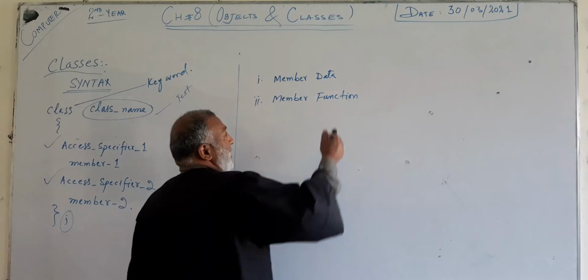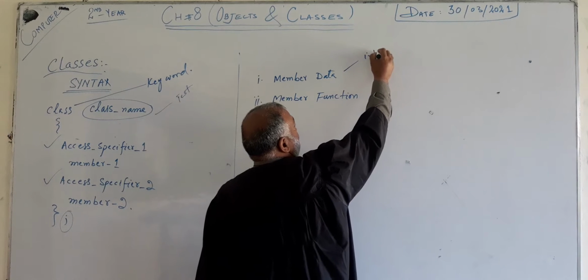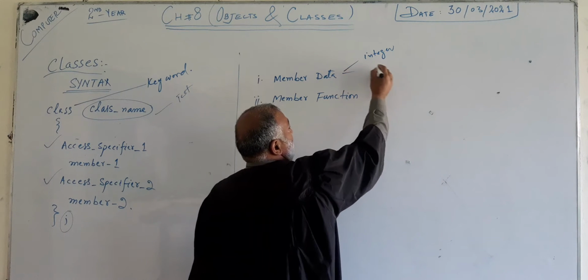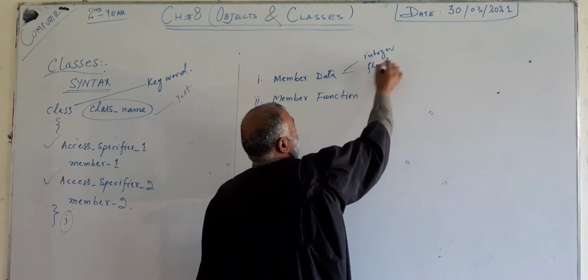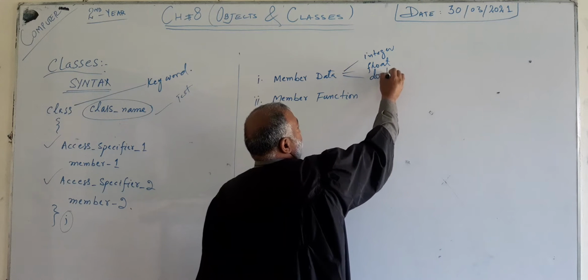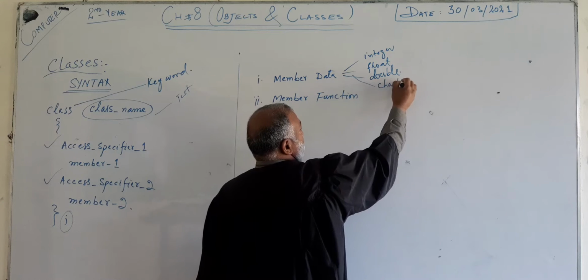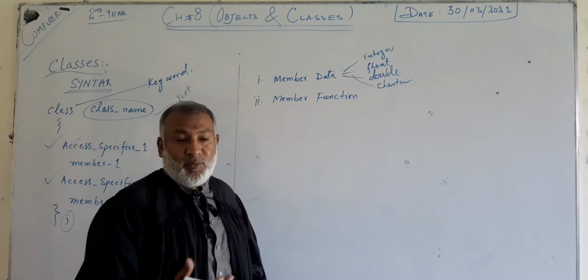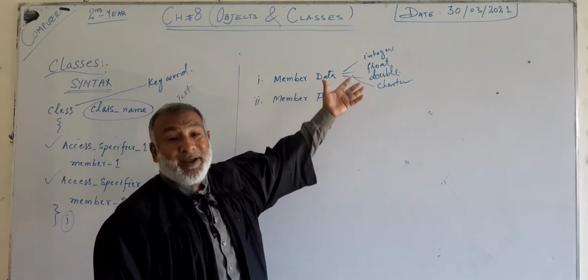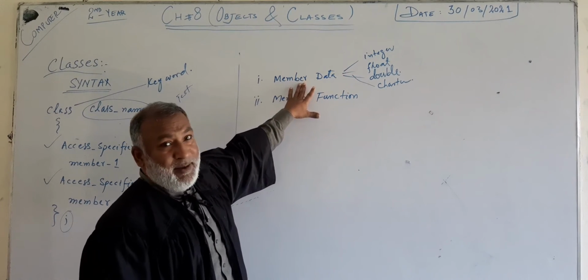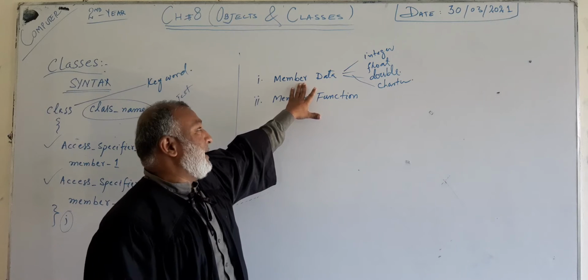For example, we have integer data, we have float, we have double. You can use different data types which are permissible in C++ language: integer, float, double, long, character. These are the data types which we can use in a class.